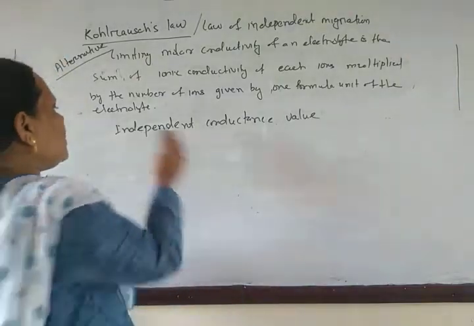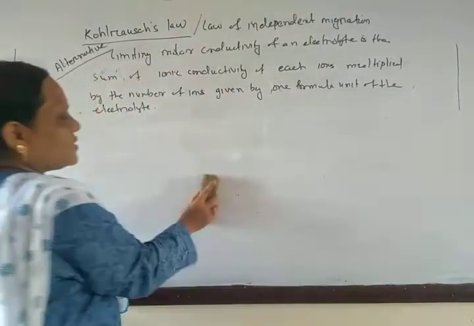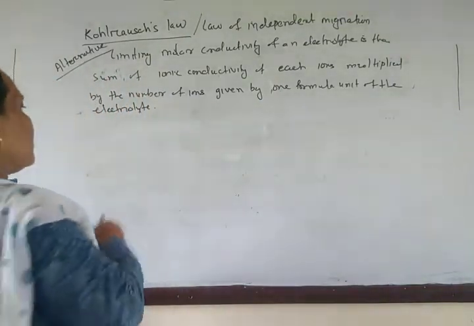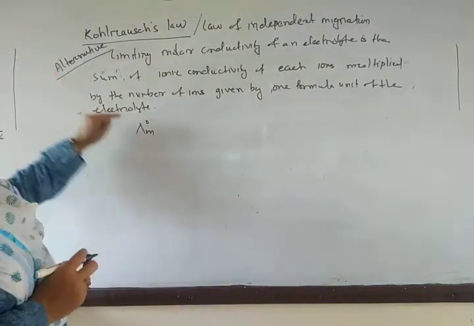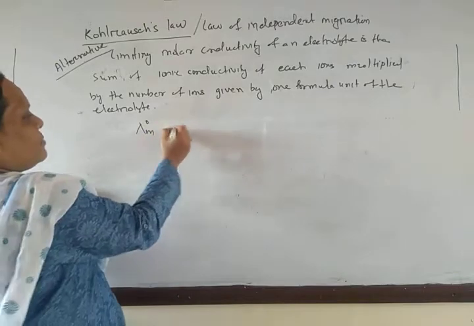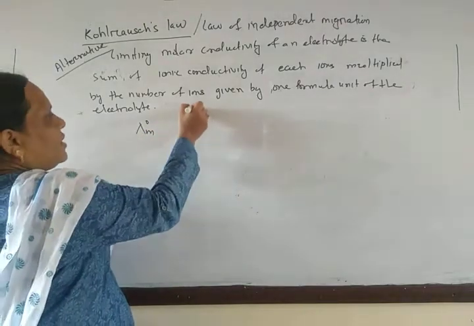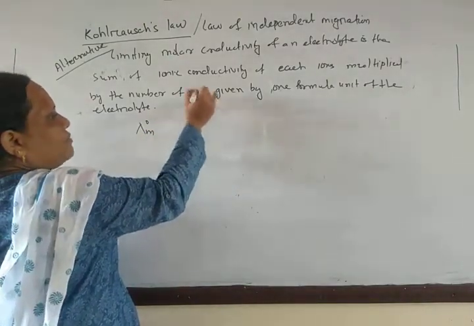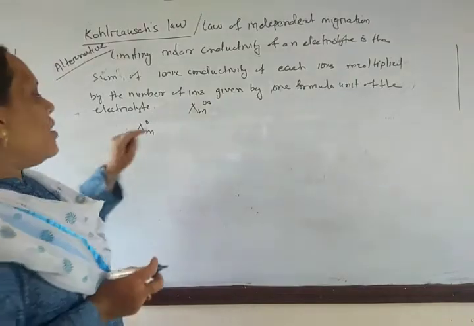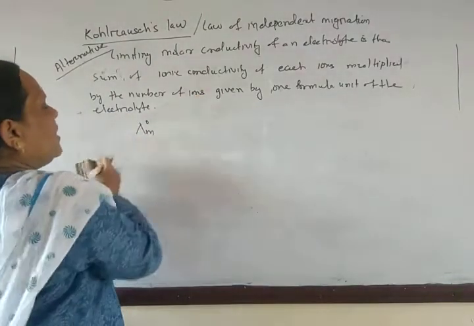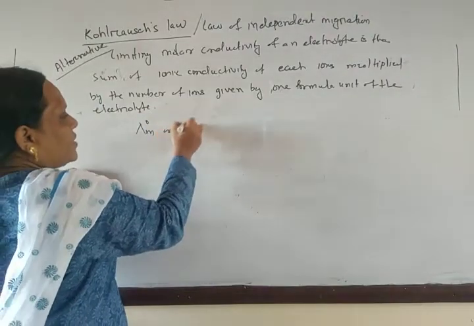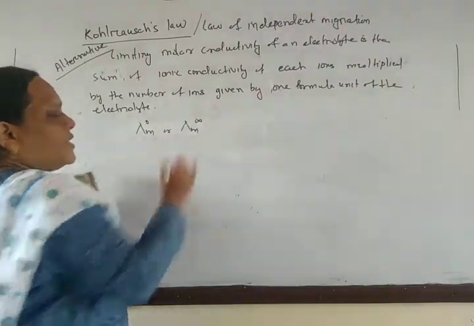Then what is the mathematical formula of this law? In terms of molar conductivity, lambda m naught. This is represented as lambda m naught, or it may be represented as lambda m infinity, at infinite dilution or when the concentration approaches 0. That means we can say lambda m naught, or you can write lambda m infinity.